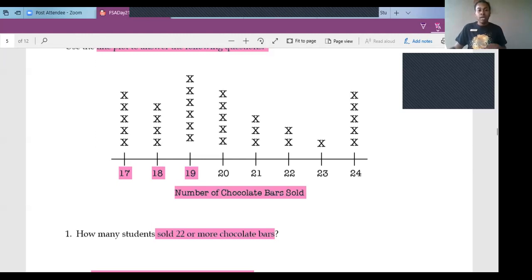Above 19, we have 1, 2, 3, 4, 5, 6. If I keep going to count X's above 18, we have 7, 8, 9, 10. So we have 10 total for 18 and 19, and that is the students less than 20 that brought chocolate bars, okay? Now we're going to go into 17. We have 1, 2, 3, 4, 5. So 10 plus 5 equals 15.